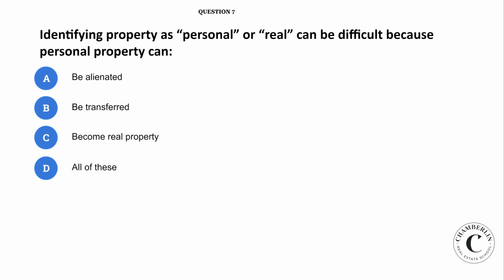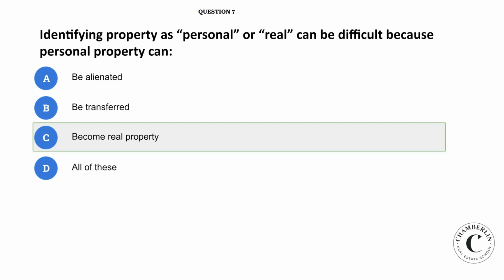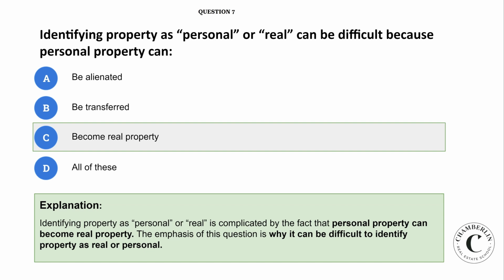Question 7. Identifying property as personal or real can be difficult because personal property can: A. Be alienated, B. Be transferred, C. Become real property, or D. All of these. And the answer is C. Become real property. Identifying property as personal or real is complicated by the fact that personal property can become real property. The emphasis of this question is why it can be difficult to identify property as real or personal.